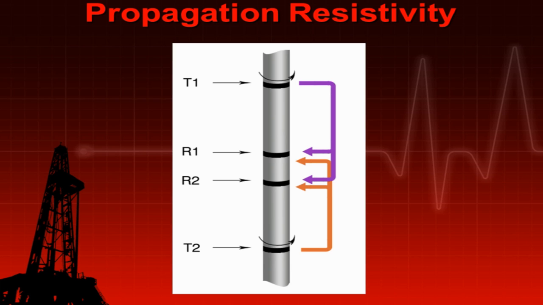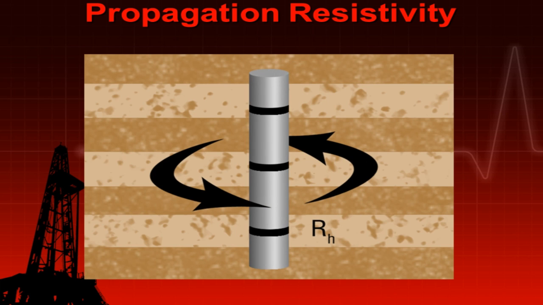So here I have my propagation resistivity tool, and it's sitting in a formation, and the currents are going around and around in that formation, and that's all they do. If this is high resistive material and this is low resistive material, most of my currents are going to be flowing in this material here, and what I'm going to measure is something called R horizontal. I'm going to get into this in a little bit, just to add something, so you feel like you learned something before you left today.